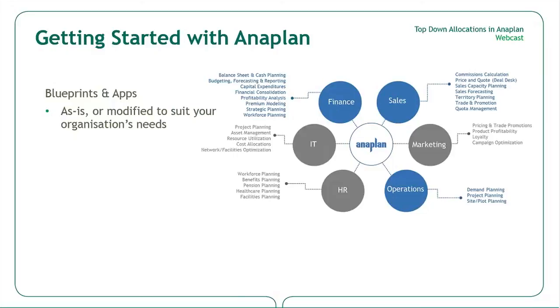So we can see here that we've got things like balance sheet and cash planning, capital expenditure, strategic planning, all sitting in the finance area. And in sales, we've got things like sales forecasting, territory planning. In HR, workforce planning, pensions, healthcare, those sort of things. So all of those templates are available, and you can take them as a starting point and then start to adjust them to cope with your specific scenarios.